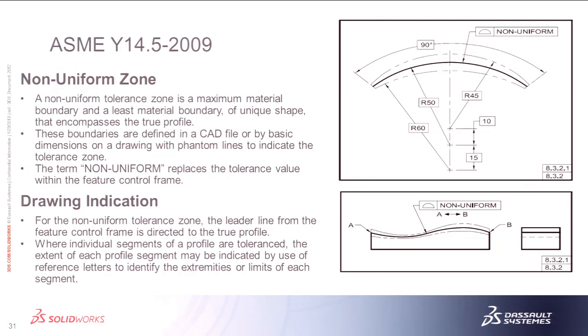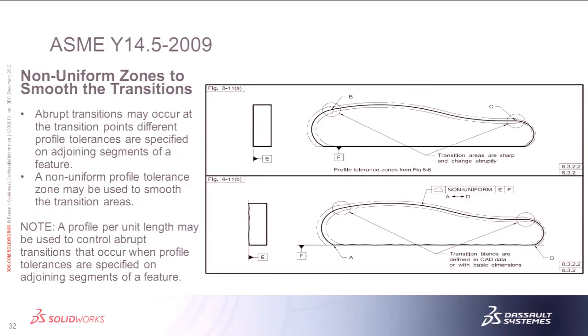Drawing for the non-uniform tolerance zone, the leader line from the feature control frame is directed to the true profile. But I think that's mostly on that. You just have to pretty much basic dimension it out. You can define it as anything you want, but you must dimension that tolerance zone with a basic dimension and reference it as non-uniform at that point in time. To go along with that, you can use that too to smooth out transitions between profile tolerances. You can kind of see where A, B, and C are. It just smooths it out, and the bottom shows what that means.